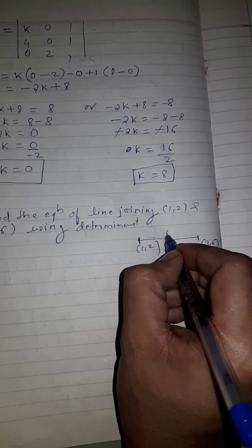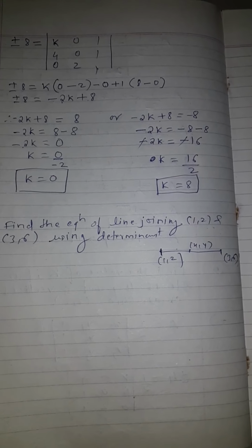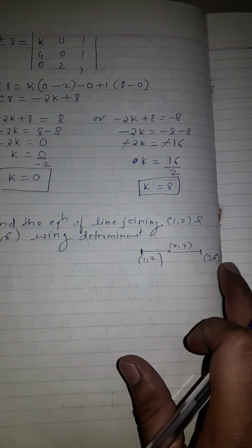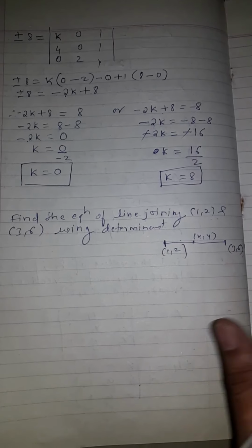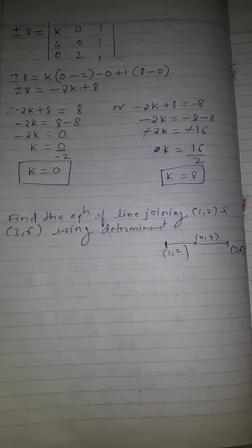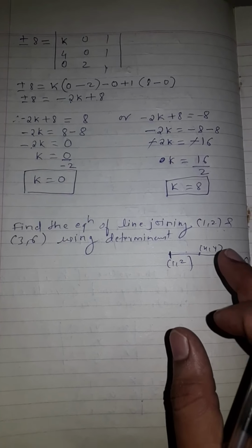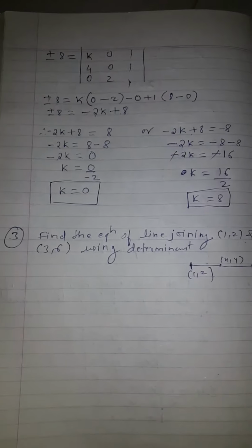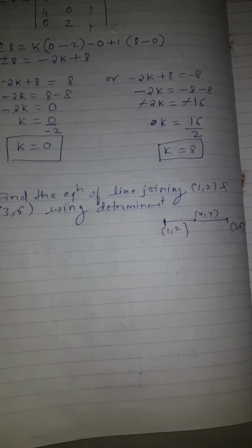So therefore on this line we have to assume another point, that point is xy. Okay, on the line how many points are present? 1 2, xy and 3 6, that is 3 points are present. So if 3 points are present on the line, then those points are called what? Collinear points. These points are collinear, and when the points are collinear the formula is: determinant is equal to 0.